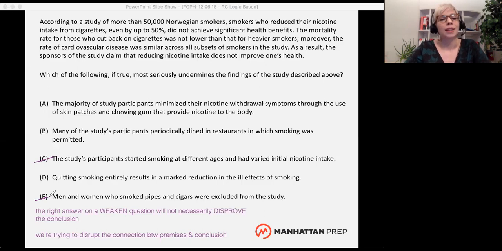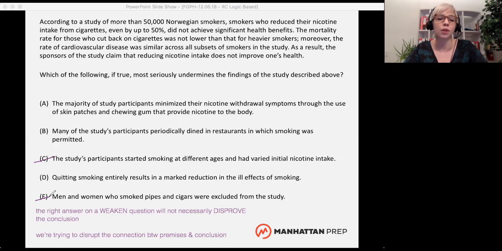Yeah, here's where it gets nitpicky. And this is sometimes with the GRE, you're like, well, could we split hairs about the definition of this word, reducing nicotine? Here's what I would say about D, quitting smoking entirely. You're like, well, is reducing only less than 100% or does that include 100%? Here's what I would say.